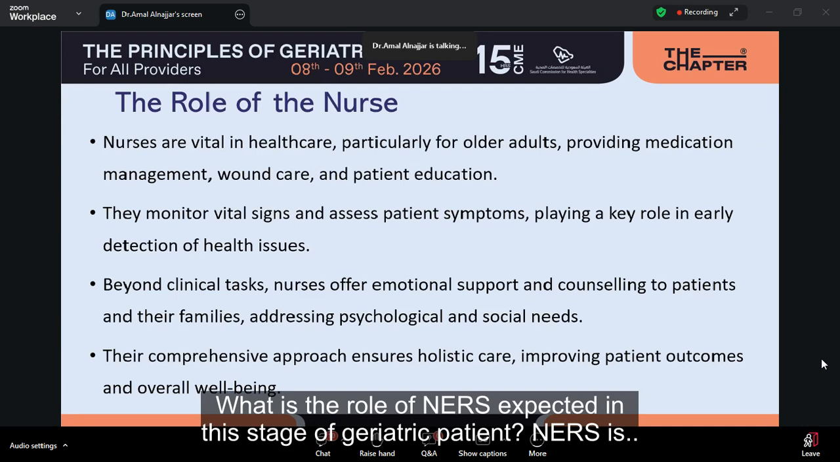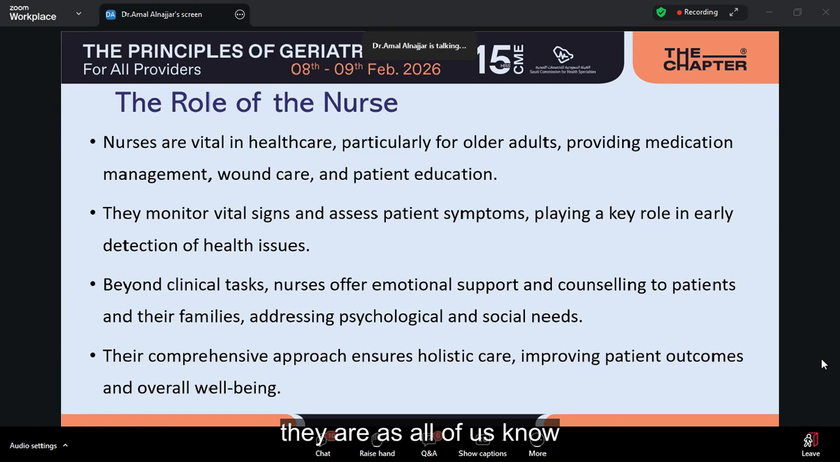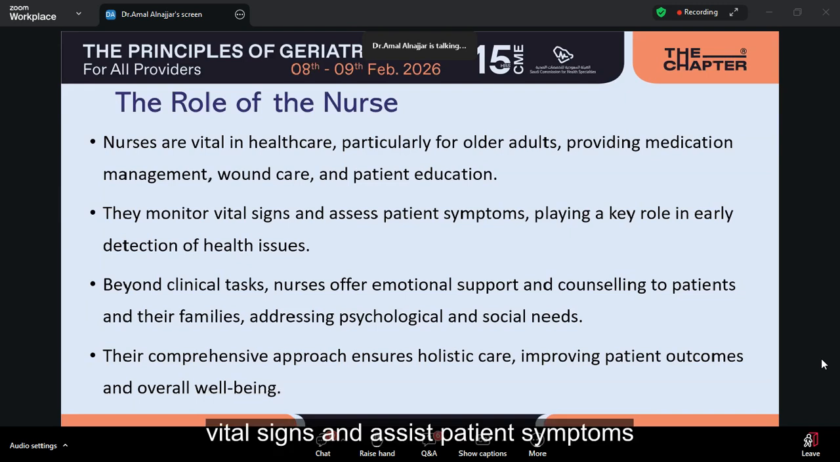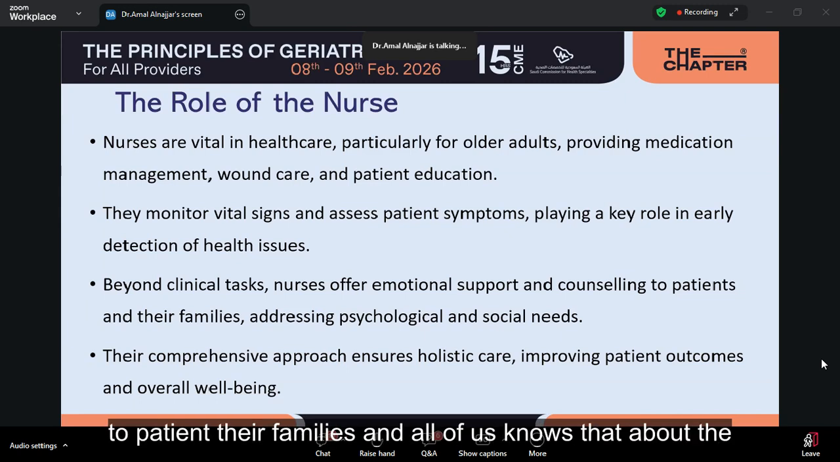What is the role of the nurse expected in this stage of the geriatric patient? Nurses, as all of us know, are vital in healthcare, particularly in older adults, providing medication management, wound care, and patient education. They monitor vital signs as well and assess patient symptoms. And they offer emotional support and counseling to patients and their families.